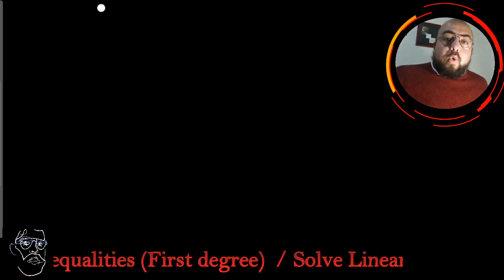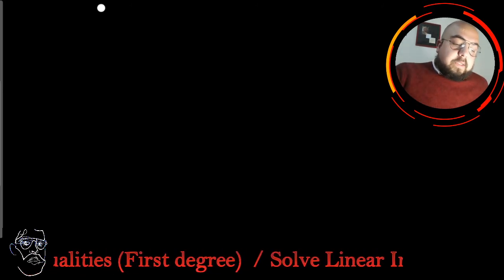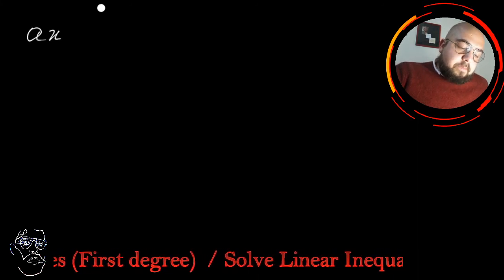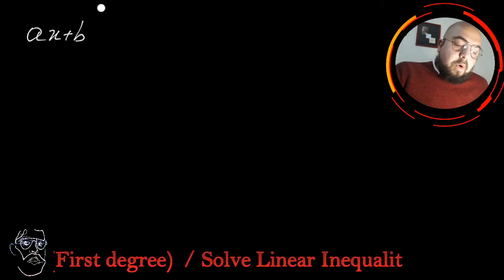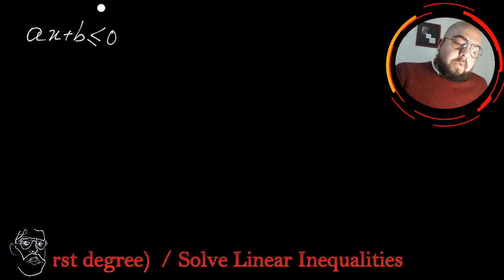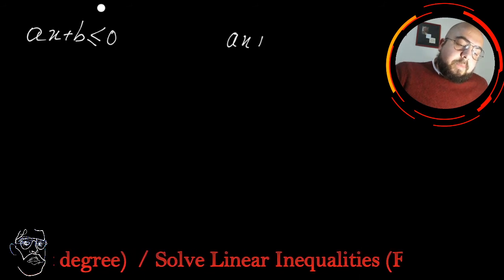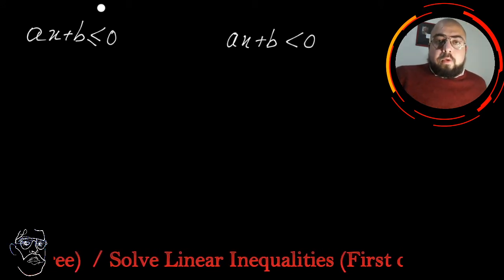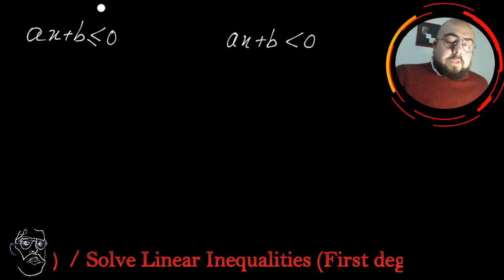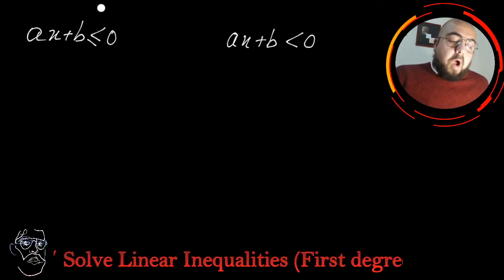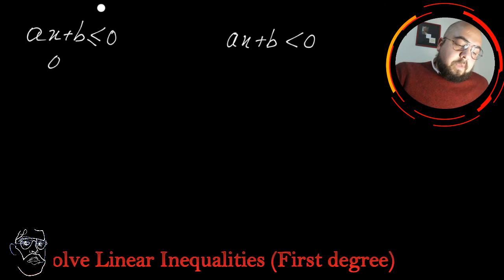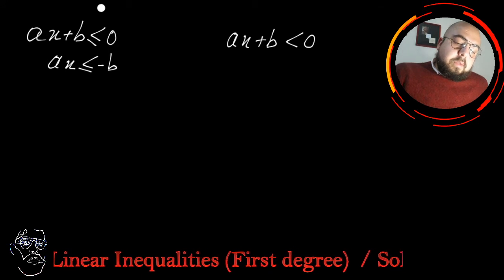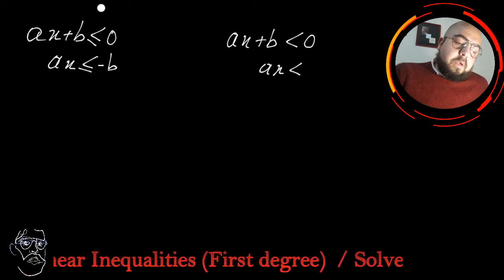So, what do we mean by inequations or inequality? Let's start. Let's say we have ax plus b smaller or equal to 0. Similarly, we can have the case of ax plus b strictly smaller than 0. In the first case, it could be equal to 0. In the second case, no, it should be strictly smaller than 0. How do I solve? I should say ax is smaller or equal to minus b, or the same thing here, ax smaller than minus b.